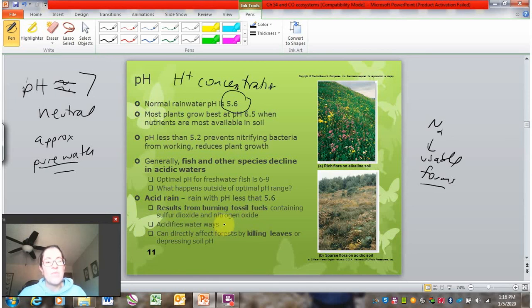And so the problem with that is it then makes the rivers and streams have more acidic water in them. And so that has an impact on organisms that live in those rivers, lakes, and ponds. It can also directly affect the plants that it falls on. So if it's acidic enough, it can actually kill leaves, like burn them the way an acid would, or gradually change the soil pH so much that the plants can't survive. So that's the importance of pH.